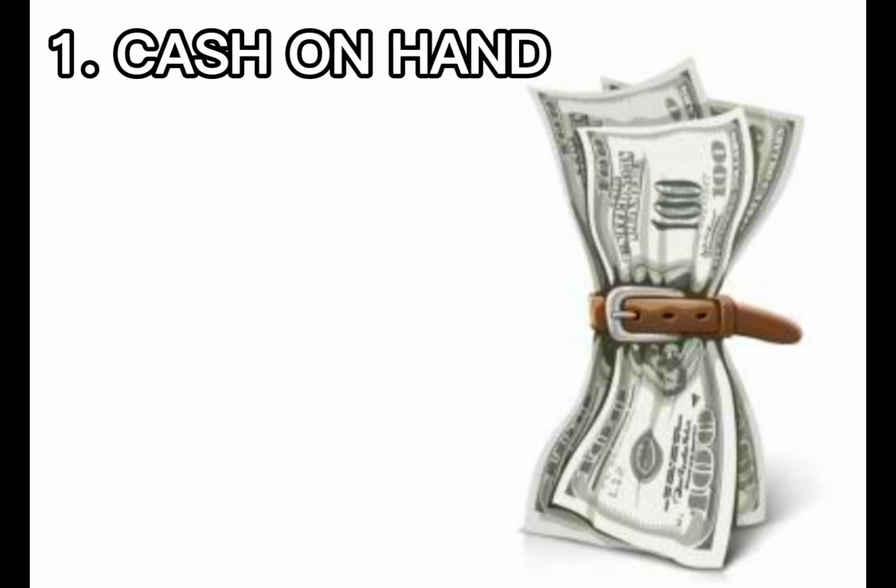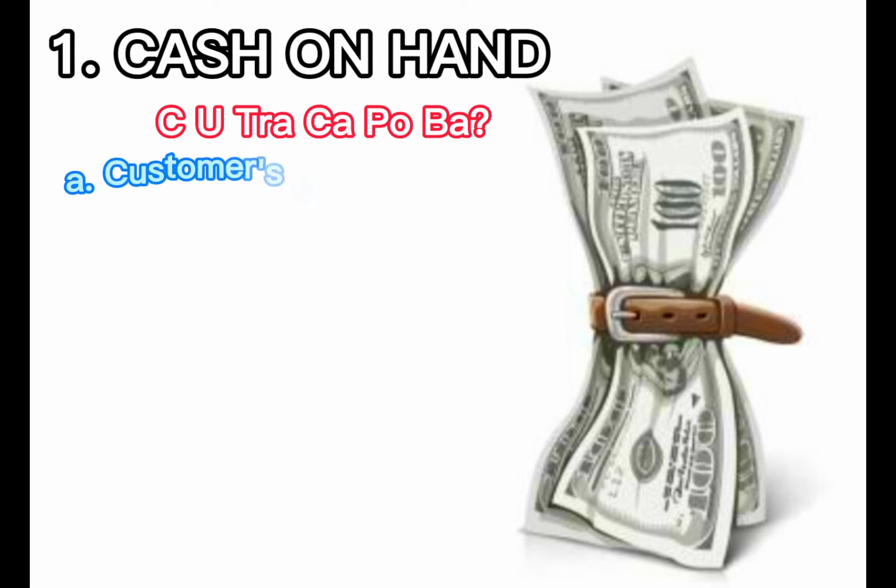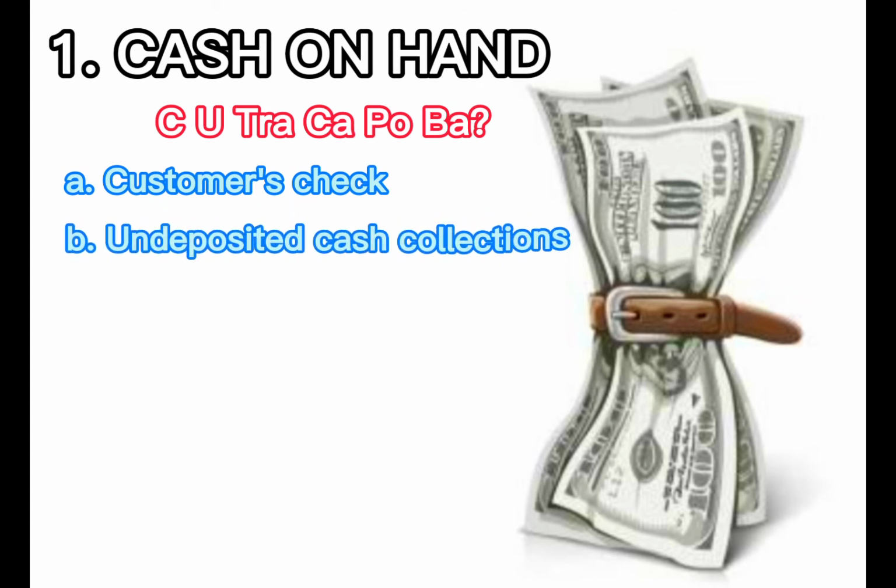Cash on hand. Dapat kilala natin si CU Trakapoba or some are using Katsipoba, but I prefer to use the CU Trakapoba. So, C stands for customer check. Yan yung mga cheque na natanggap natin galing sa customer or the payment by the customer. Pwede namang hindi cheque, pwede ding cash. Pwedeng cash and it was undeposited sa bangko.